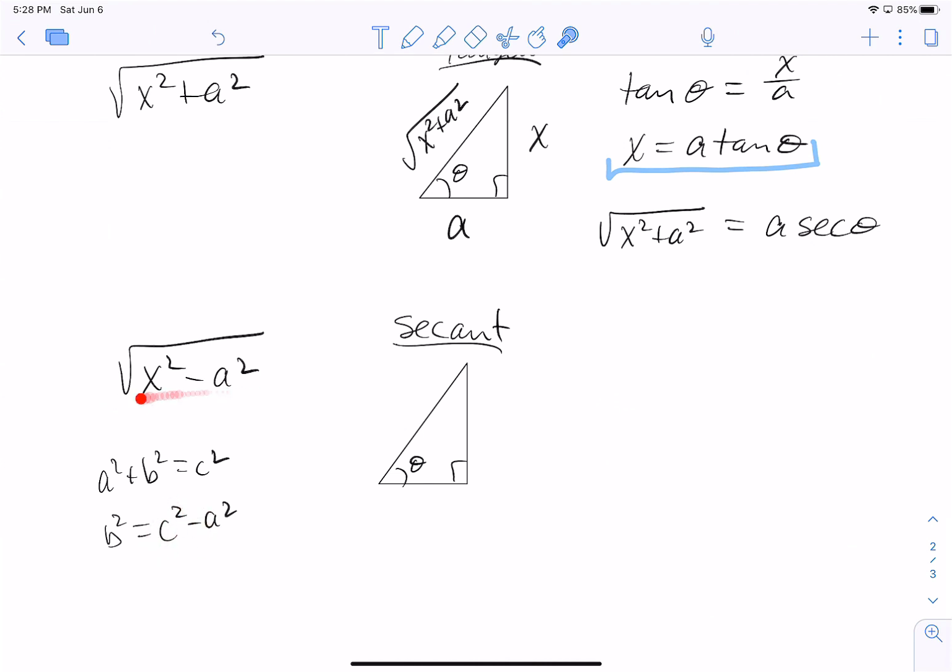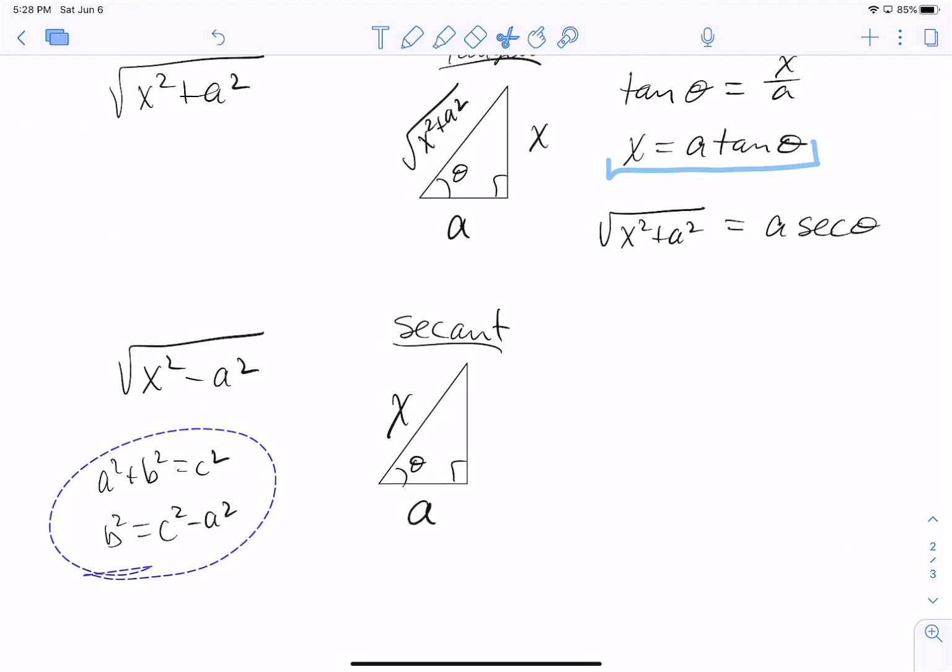Inside the square root here, I have x squared minus a squared. I have a difference. The first term must be the hypotenuse squared. So I'll identify x to be the hypotenuse. I know I'm going to be using the secant function, and I'll elaborate on that in just a little bit. But if I'm going to be using an x and an a and a secant of theta, then if x is the hypotenuse, a must be the horizontal side.